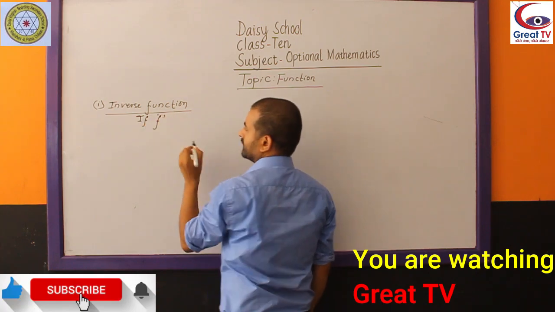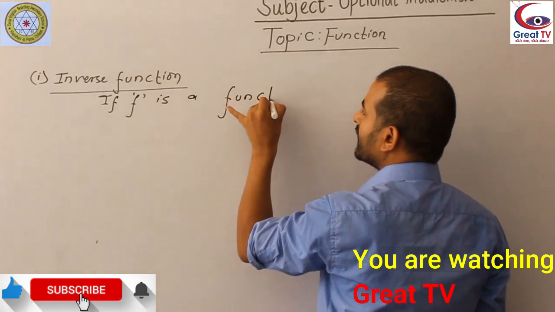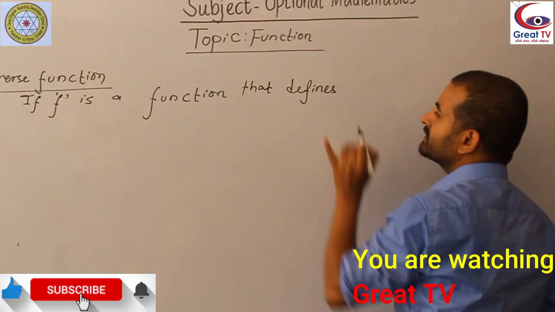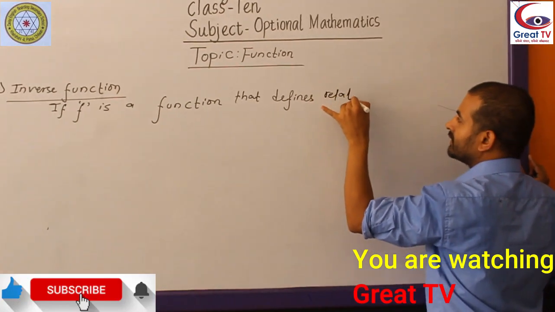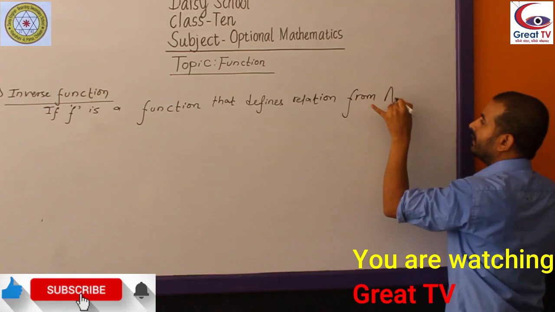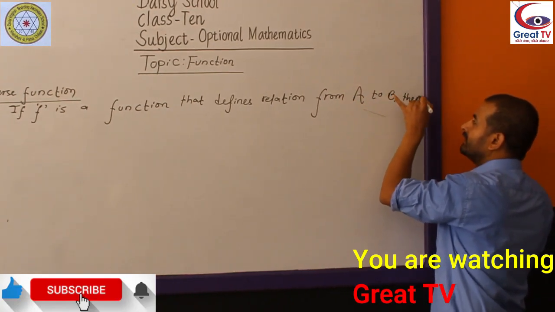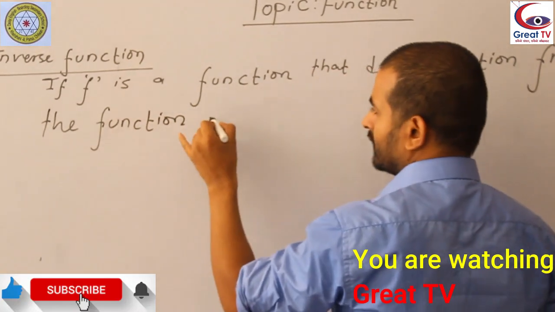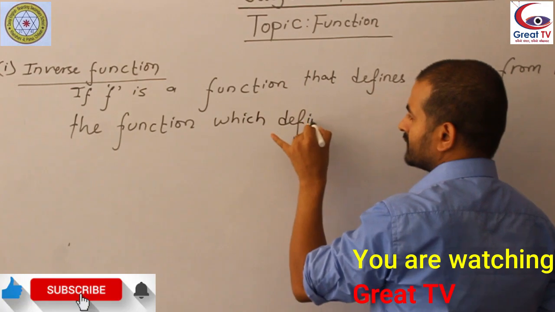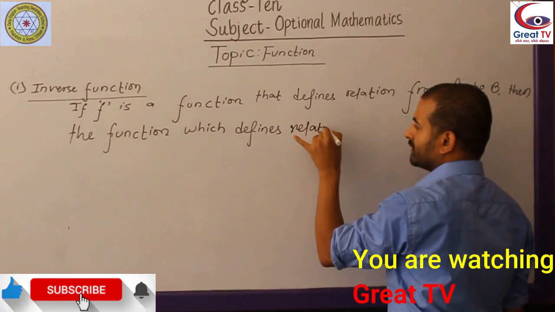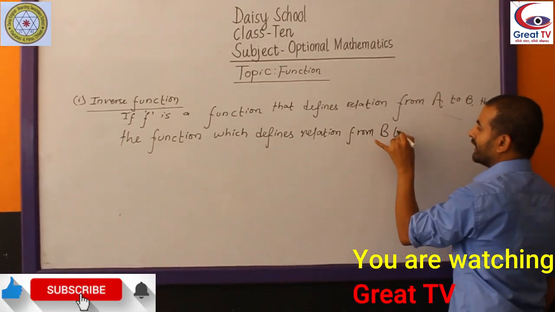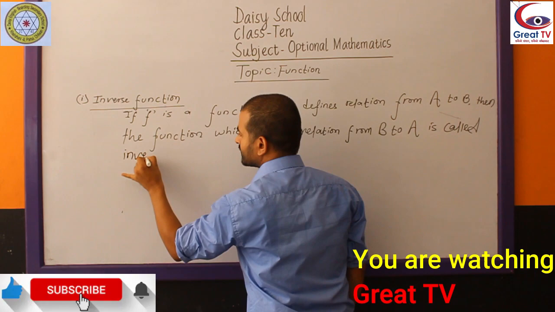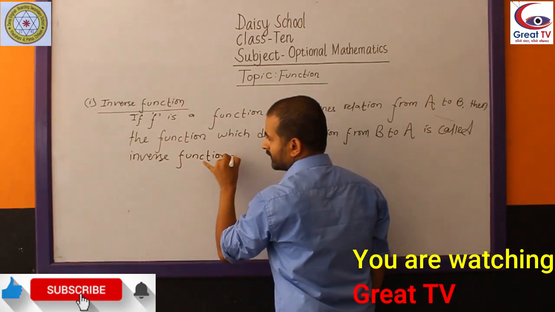If f is a function that defines a relation from A to B, then the function which defines the relation from B to A is called the inverse function. So I hope you will understand.